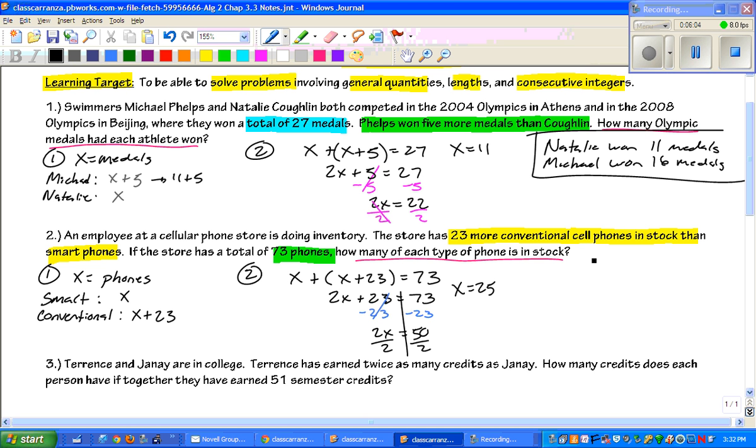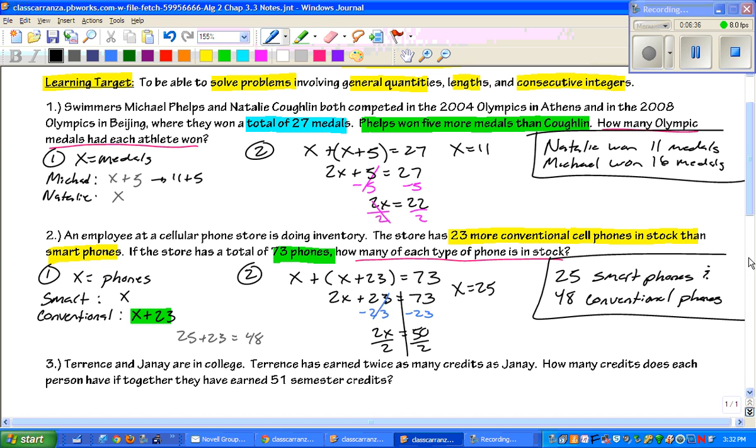Now, we have to answer the question. How many smartphones and how many conventional phones? There were 25 smartphones, and we have to do this right here: 25 plus 23 equals 48. 48 conventional phones. And there we go, we answered the question.